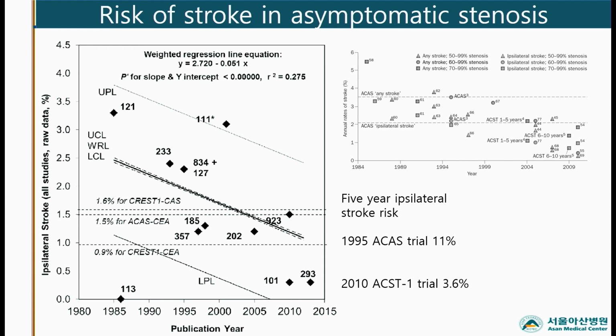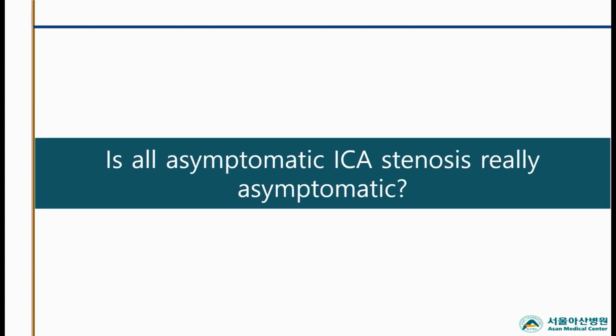However, the risk of stroke in asymptomatic stenosis is quite different from the symptomatic ones. As you can see here, the annual risk of asymptomatic carotid artery disease is now under 1.5%, and it is continuously decreasing as medications, including statins, are developed and improved. So when we approach asymptomatic ICA disease, we should have a different strategy, and also we have to look at which patient has a really high risk.